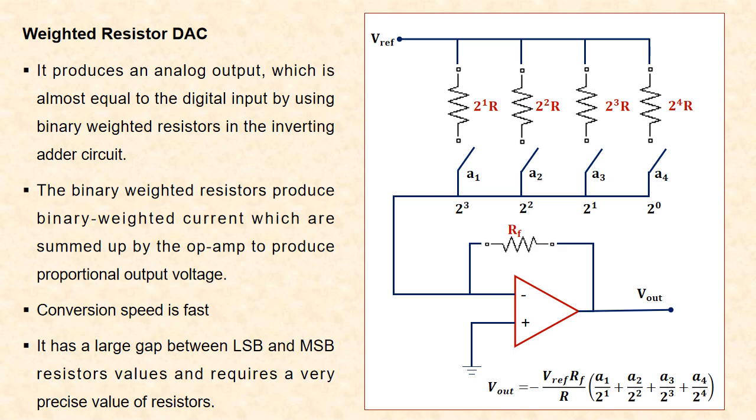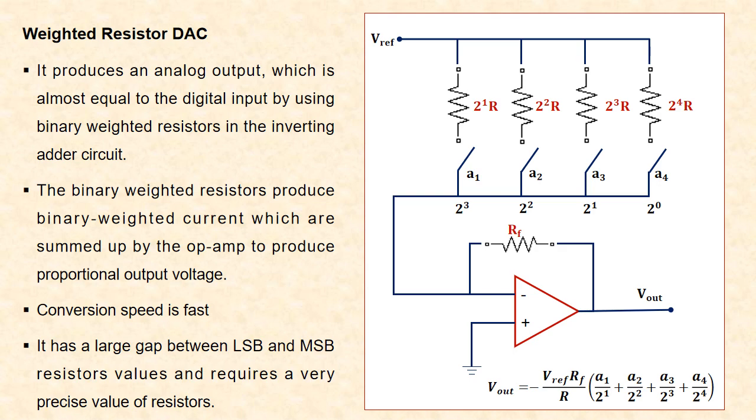The output voltage is given by the formula Vout is equal to minus V reference into RF by R into (A1 by 2 to the power 1 plus A2 divided by 2 to the power 2 plus A3 divided by 2 to the power 3 plus A4 divided by 2 to the power 4). Here A1 represents the MSB, that is most significant bit, and A4 represents the LSB, that is least significant bit.